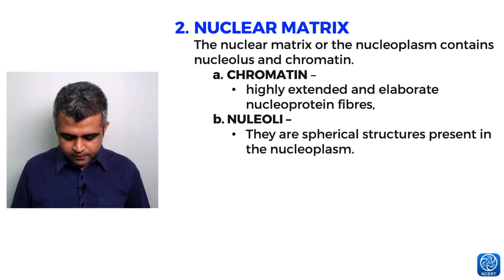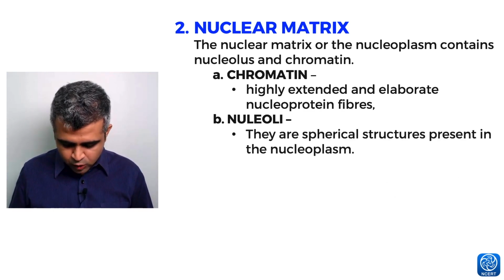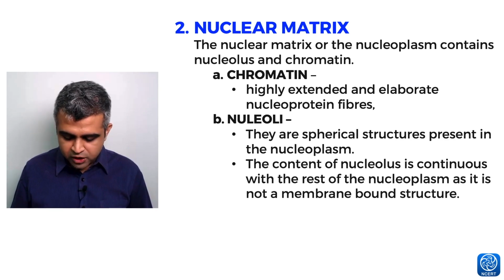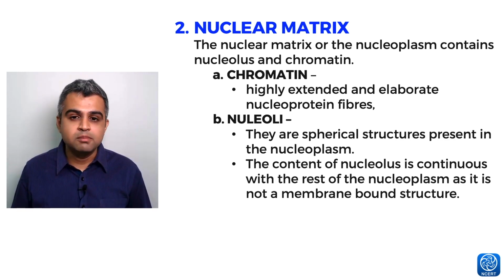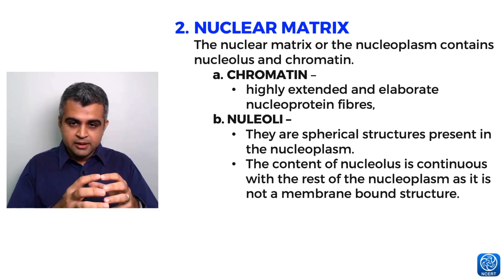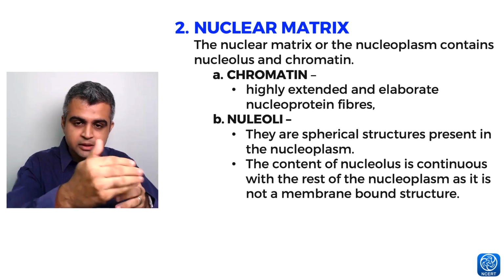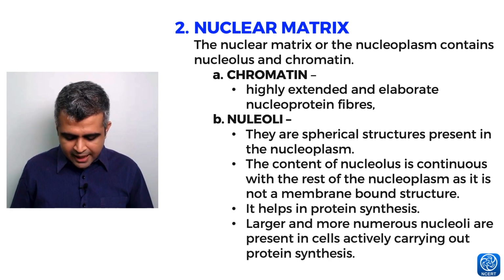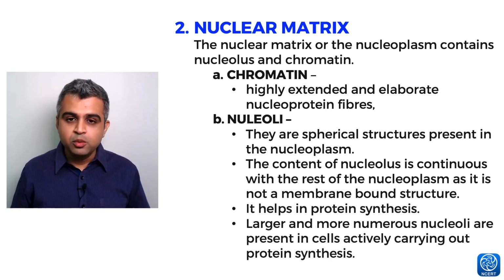And the nucleoli are spherical structures present in the nucleoplasm. The content of the nucleolus is continuous with the rest of the nucleoplasm as it is not a membrane bound structure, it does not have a membrane. That is why its contents are continuous with the nucleoplasm. It helps in protein synthesis, and larger and more numerous nucleoli, more than one nucleolus, are going to be present in cells that are actively carrying out cell division.